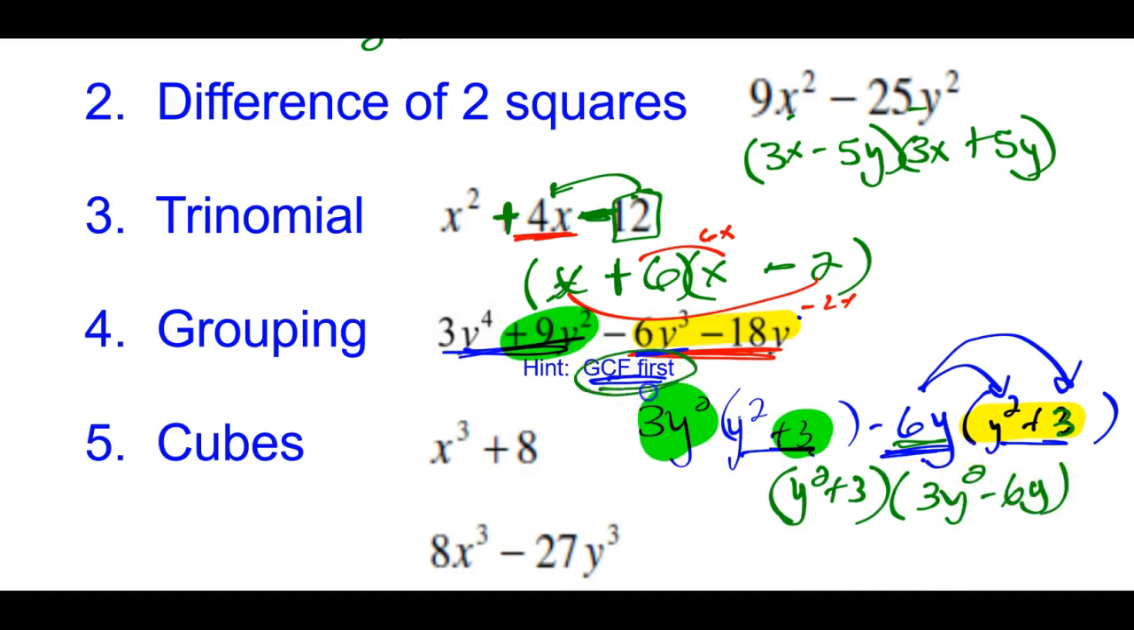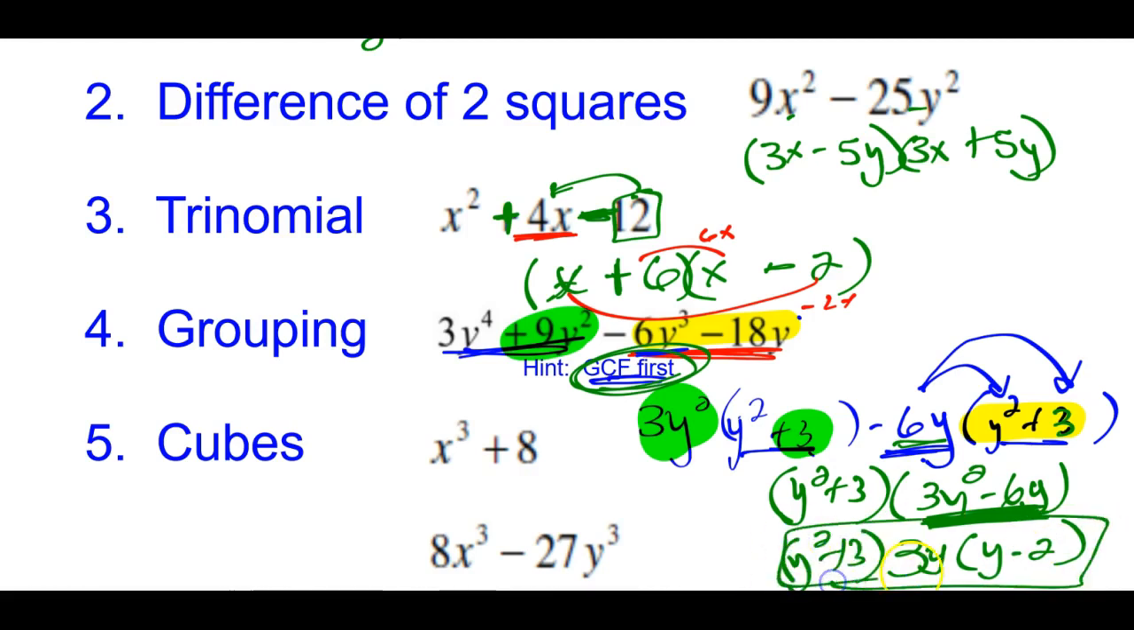And boy, did I not follow the directions, because it said GCF first, but I can do the GCF last. This would have been an easier problem if I would have pulled out the GCF, which was what? I didn't follow my own directions. Pull out a 3y, leaving me with y minus 2. So final answer, and you can multiply these in any order.